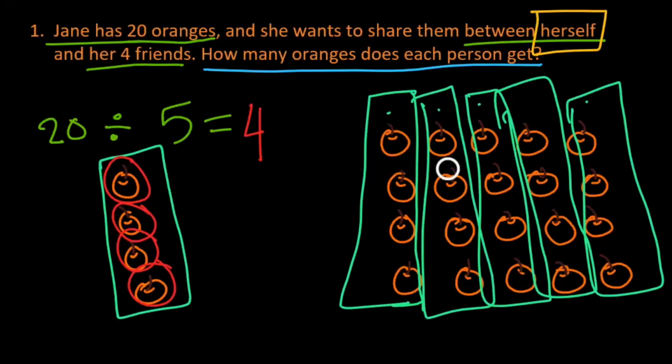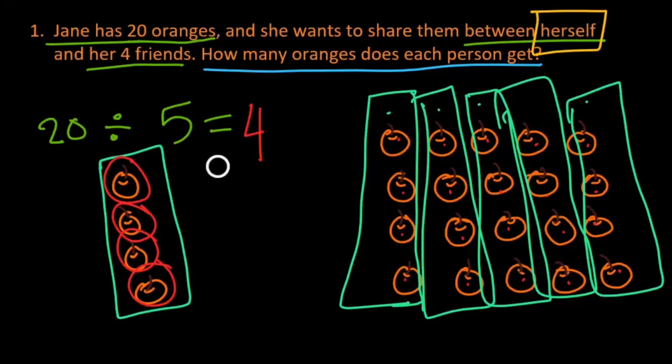And if you count them here as well, 1, 2, 3, 4. 4 in this group, 1, 2, 3, 4, 4 in this group, 1, 2, 3, 4, 4 in this group, 1, 2, 3, 4, 4 in this group, and finally 1, 2, 3, 4. 4 in this group. So 20 divided by 5 is equal to 4.